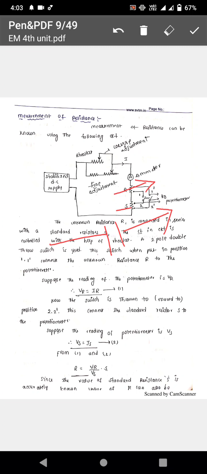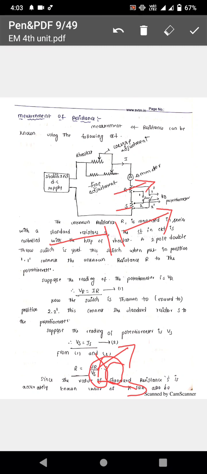Hence, the same current flows through the standard resistance and the unknown resistance. Then we calculate R equal to VR by Vs into S. VR is the unknown voltage drop across the unknown resistance, Vs is the voltage drop in the standard resistance, and S is the standard resistance value.